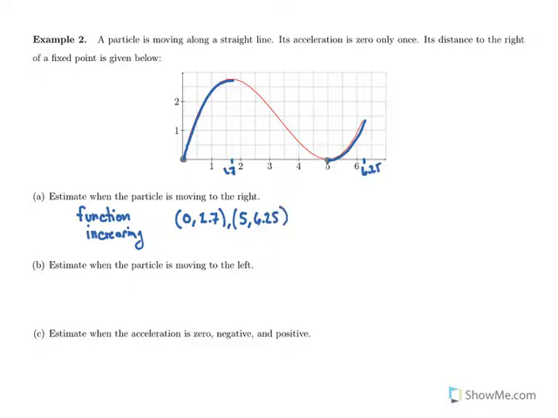The particle is moving to the left. That means that the function is decreasing. That's going to be on this middle section here. That's going to be on the interval 1.7 to 5.